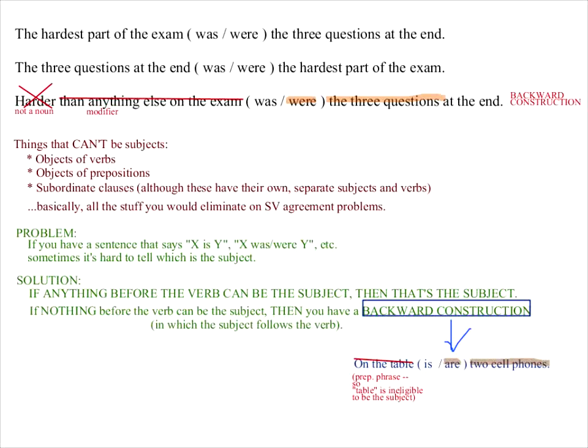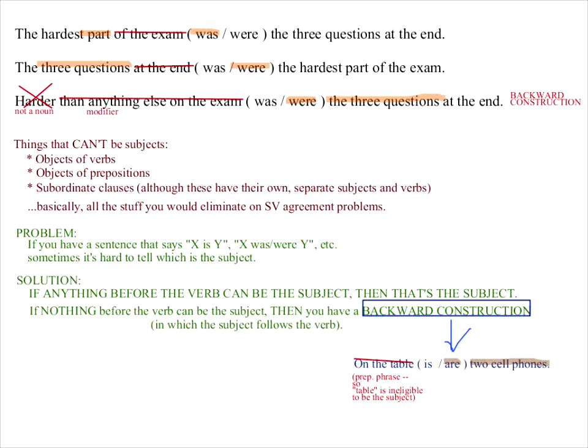On the other hand, in these first 2 sentences, the hardest part of the exam, so "of the exam" is ineligible, we can knock that off. And then "hardest" is just an adjective, and "the" is just an article. So we're left with "part" as the subject was the 3 questions at the end. And then "the 3 questions at the end" is a prepositional phrase. So the 3 questions as the subject were the hardest part of the exam.